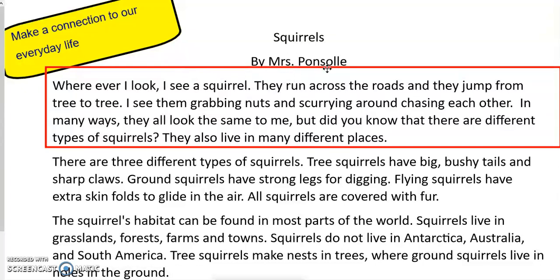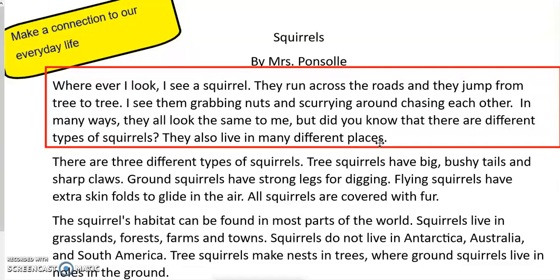Squirrels by Mrs. Ponsel. Wherever I look, I see a squirrel. They run across the roads and they jump from tree to tree. I see them grabbing nuts and scurrying around chasing each other. In many ways, they all look the same to me. But did you know that there are different types of squirrels? They also live in many different places.